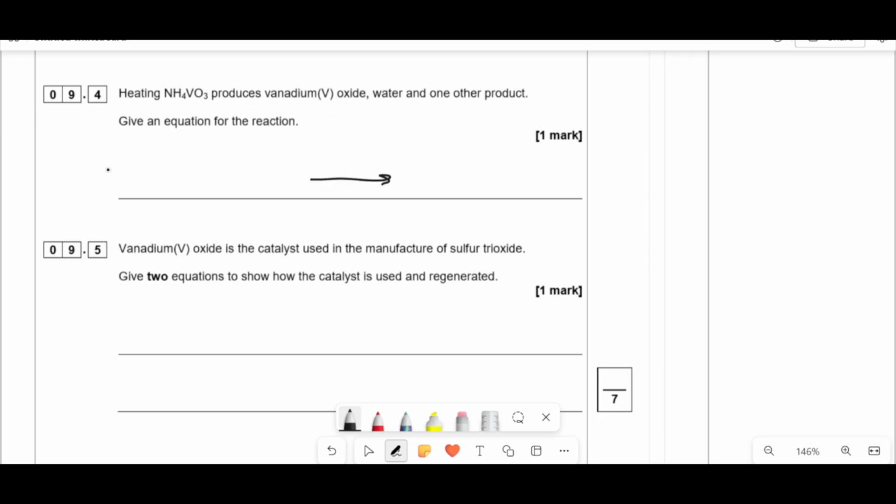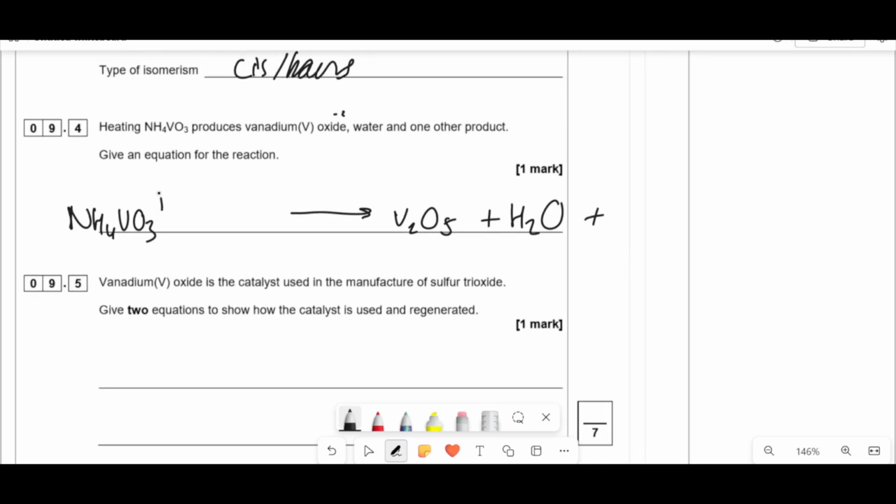So again, start by writing what you definitely know is going on here. So NH4VO3. If you heat it, you get vanadium 5 oxide. So vanadium 5 is going to be, 5 minus 2, V2O5 plus something else and water, right? So we know that we've definitely got this in the equation. So we've got V2O5, which is where the V comes from here.